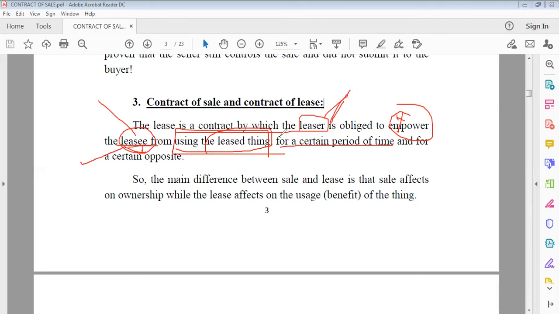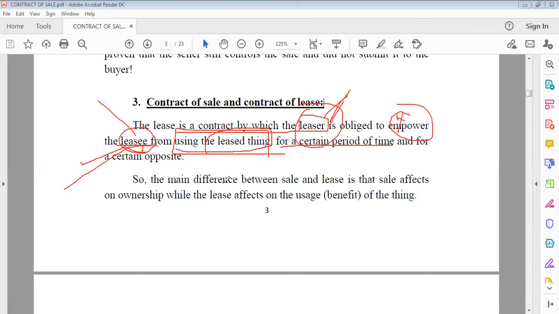So we have two obligations here. So we can say that it is a double obligations contract. It's like the contract of sale. Both parties have obligations. The first obligation is on the shoulder of the leaser, which is enabling the leasee to use the leased thing. However, we have another obligation on the shoulder of the leasee himself, which is giving the opposite, which is a price or sum of money to the leaser as an opposite for that using.